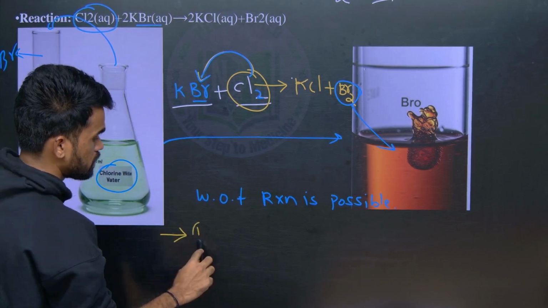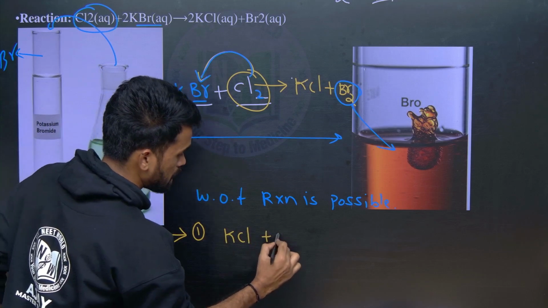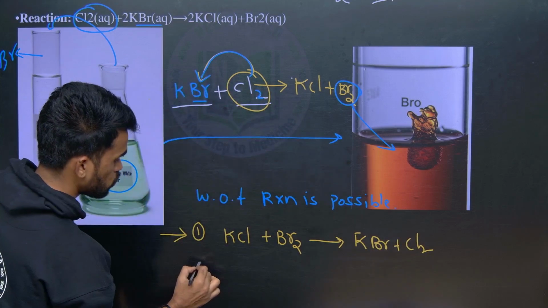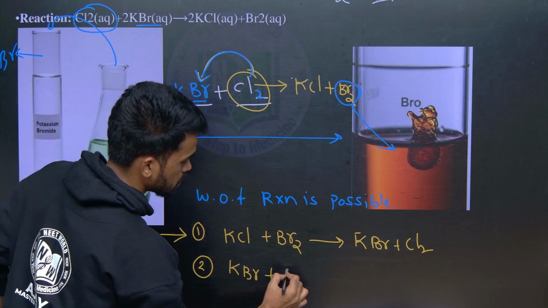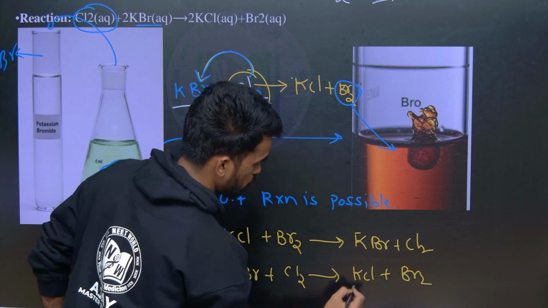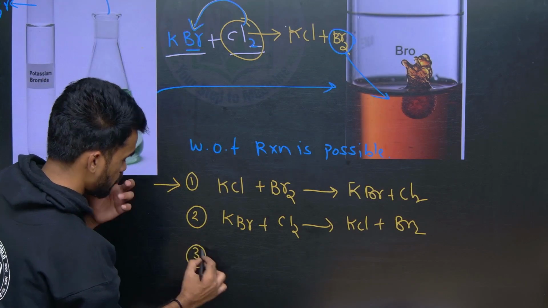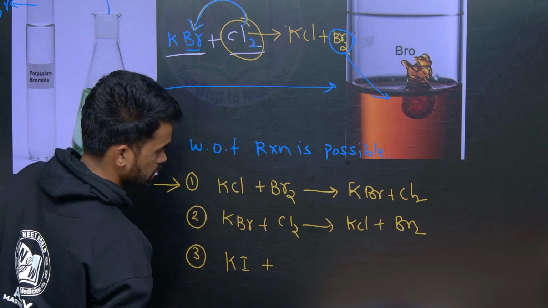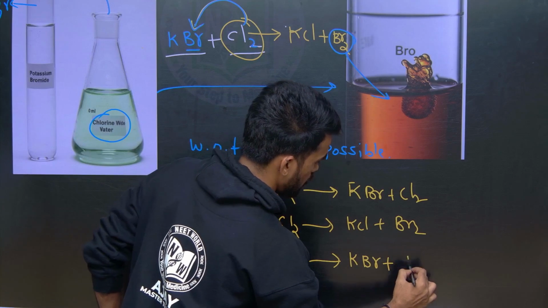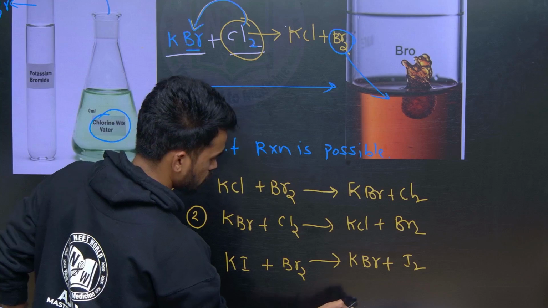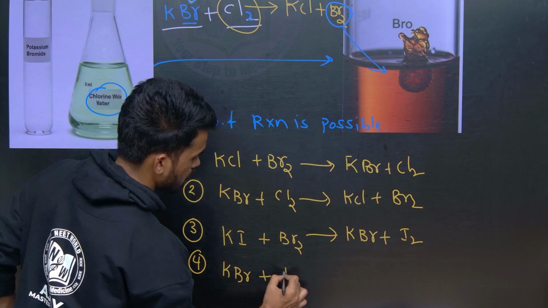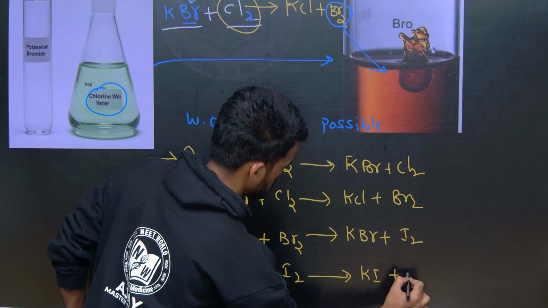So first one is KCl plus Br2 giving KBr plus Cl2, and option 2: KBr plus Cl2 forming KCl plus Br2, and one more I am writing here, option 3: KI plus Br2 forming KBr plus I2, and the fourth one I am writing: KBr plus I2 forms KI plus Br2.